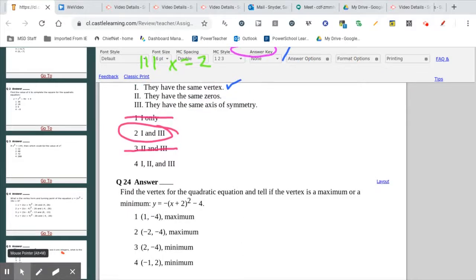Question number 4, find the vertex for the quadratic and tell if it's a maximum or minimum. So your vertex, again, same way we do every other one, it's the opposite of what's inside, so -2, and whatever it is outside. So we can cross out option 1 and option 4 and option 3. So it looks like number 2 is our answer.